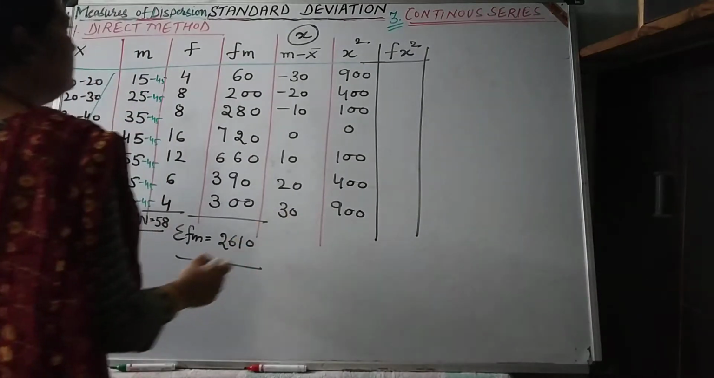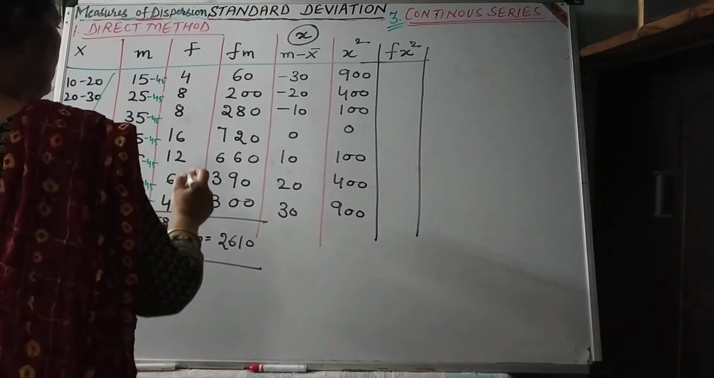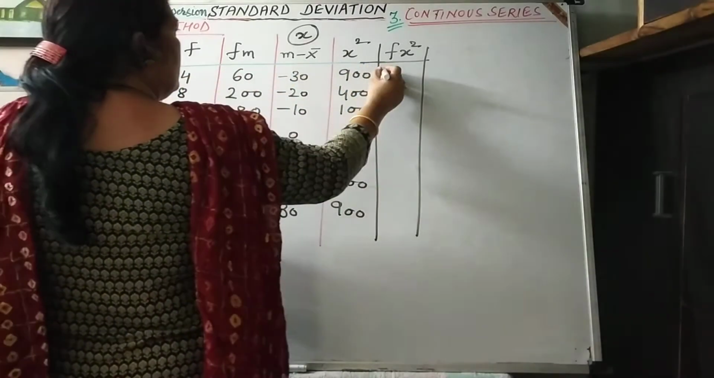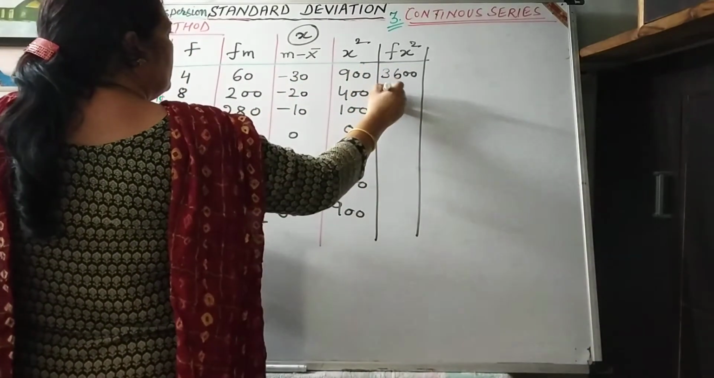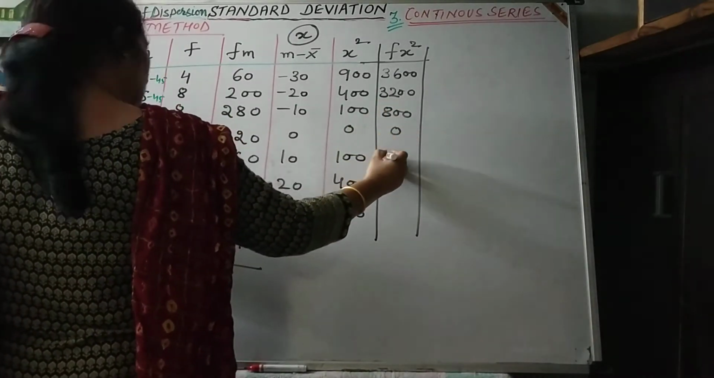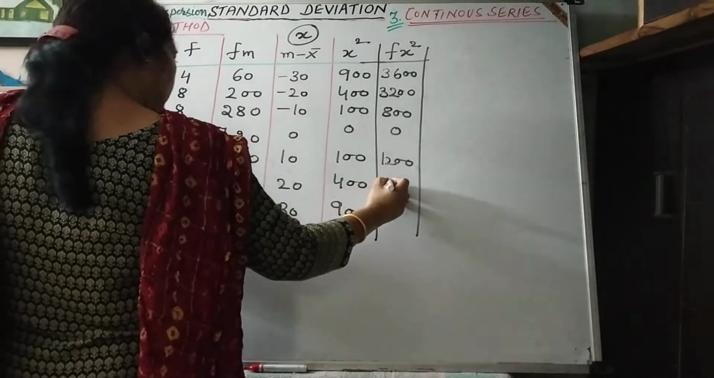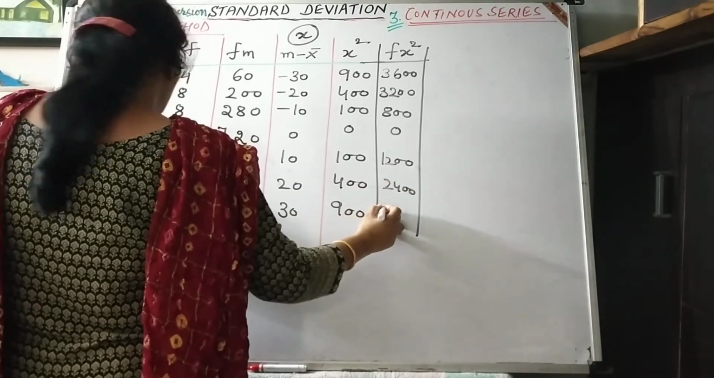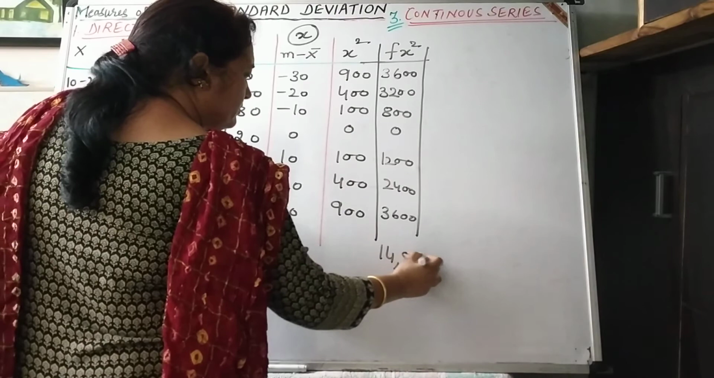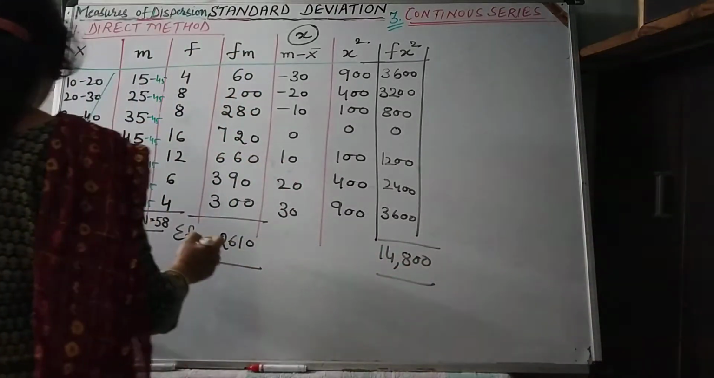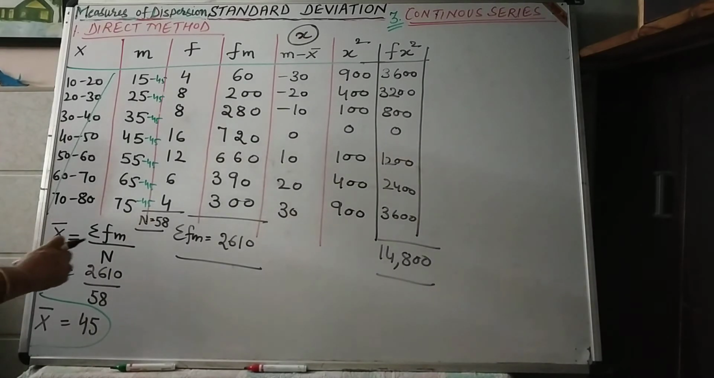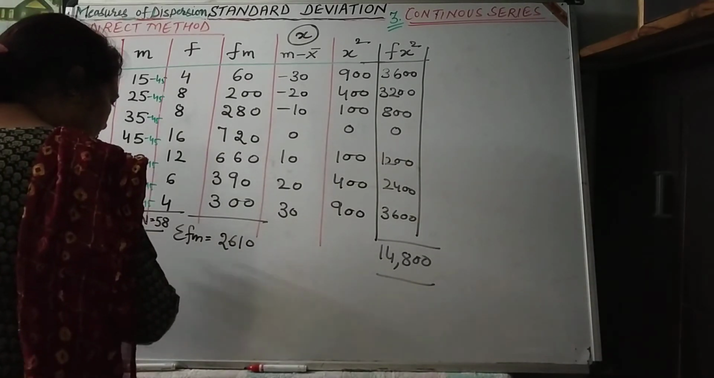For the calculation of fx square, the values will be 3600, 3200, 800, 0, 1200, 2400 and last one is 3600, and total will be 14,800. Now let us put the value in the formula.